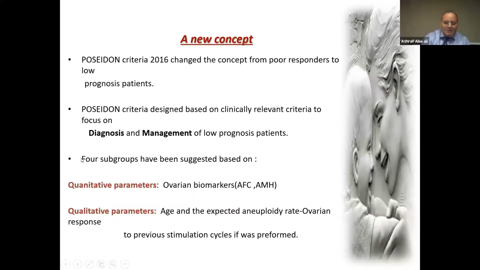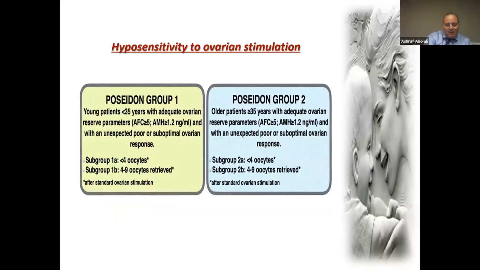Qualitative parameters, very important to consider the age, because if you have a young patient below 35, it is totally different from the older patient above 35, because the rate of aneuploidy is different, as we mentioned in the start of the lecture. And also the experience from the previous stimulated cycle is very important. And so they classified the poor responder patient into Bologna group 1 and Bologna group 2.